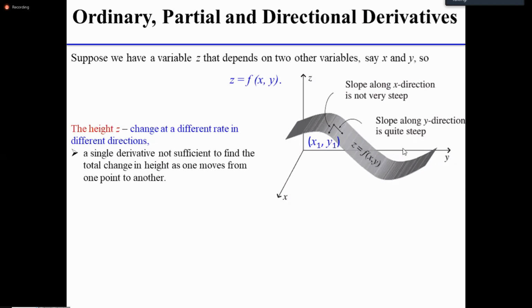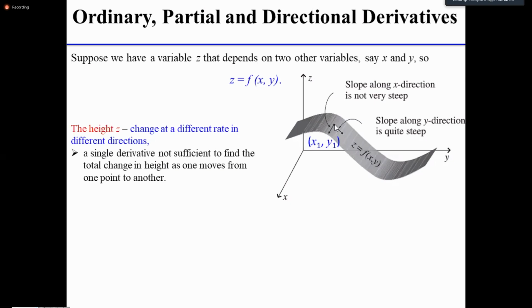So there are a few things which we can notice about this curve. Suppose I am at this point here, x1, y1, then you can see that this function is actually changing slowly as you go along x.